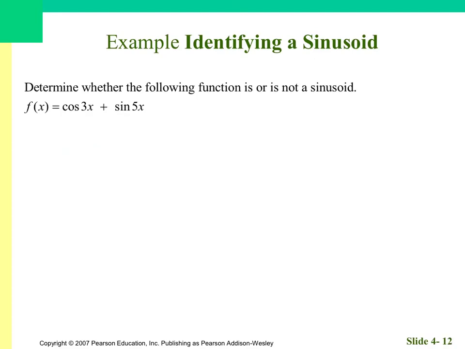Determine whether the following function is or is not a sinusoid. So I look at the first one. The period is 2 pi over 3. I look at the second one. The period is 2 pi over 5. Do they have the same period? No, so it is not sinusoidal. Okay.